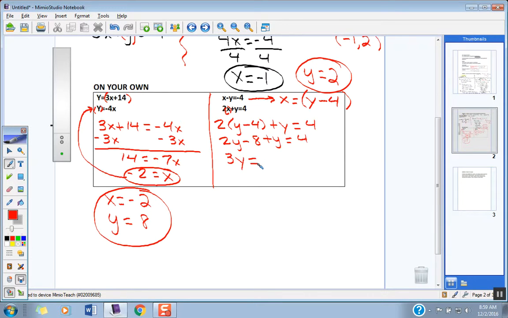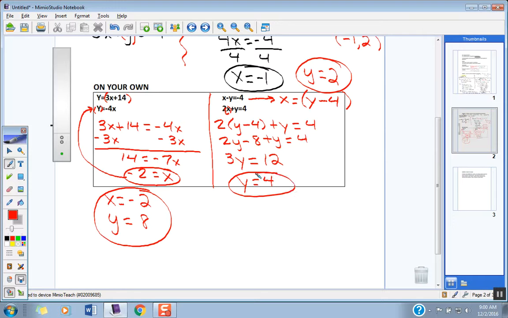Okay. So this is 3y equals, do you agree add 8 to this side over here? I would add an 8 to the 4. 3y is equal to 12, isn't it? So what's that going to make your y value, kiddos? 4. Going to make your y value 4.